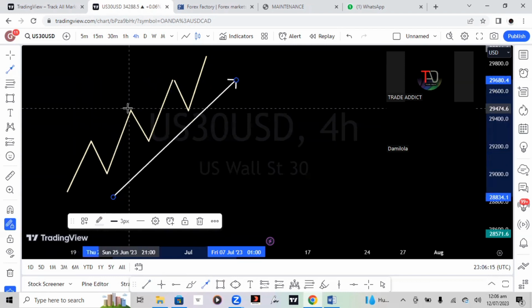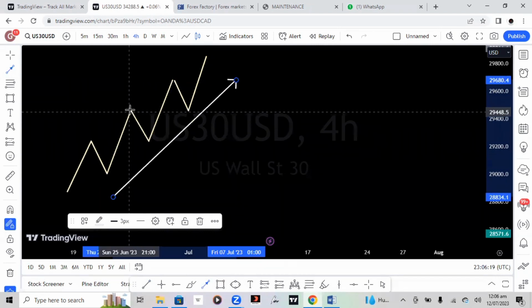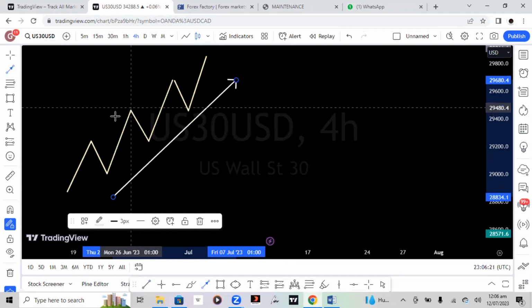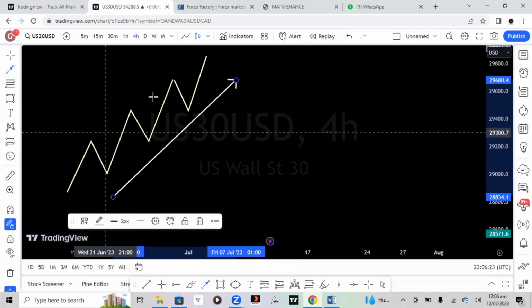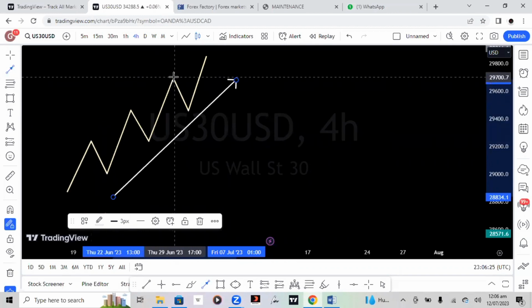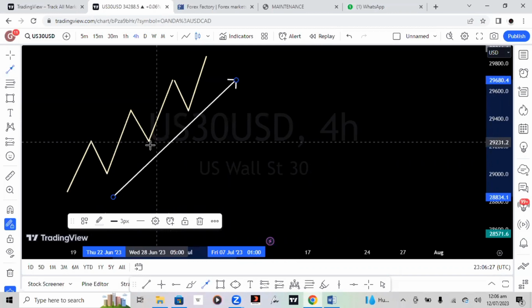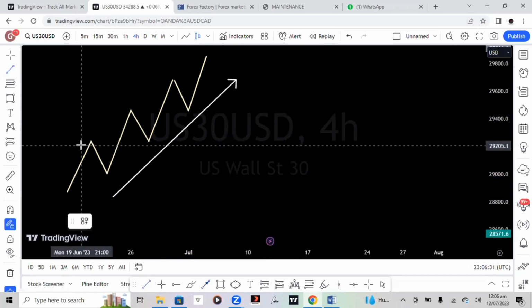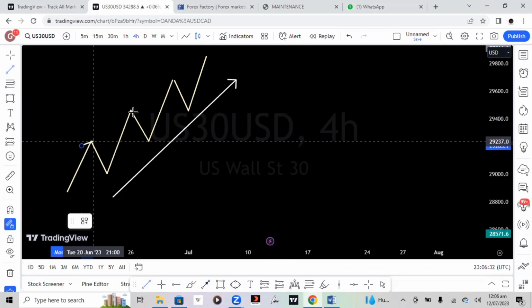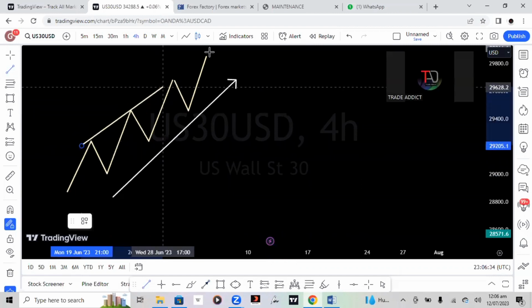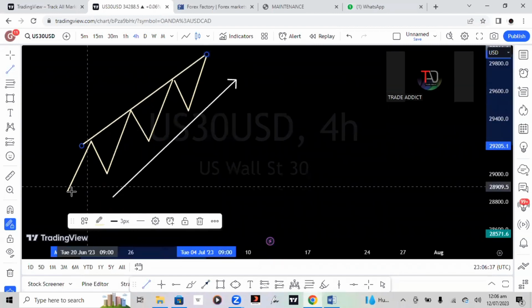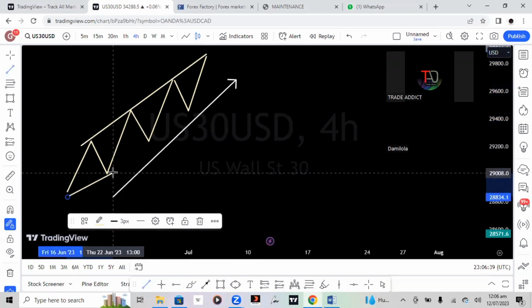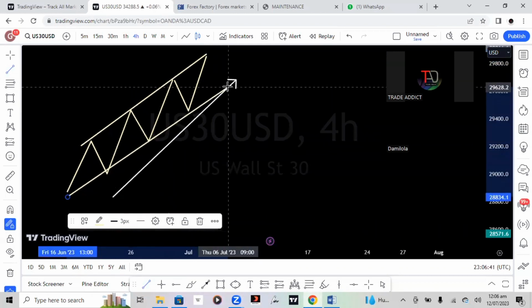This level right here is called our higher high because this level is higher than what? The previous high. And the same thing repeats itself here: higher high, higher low, higher high, higher low. So when you connect this, this, this, and this, it becomes what? A trendline. So this is an uptrend market.